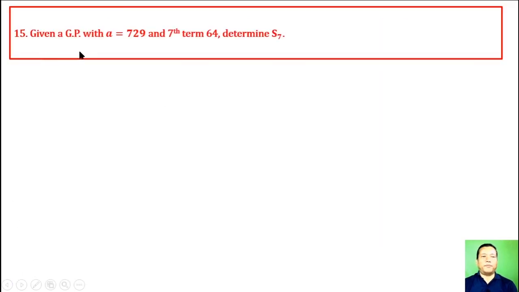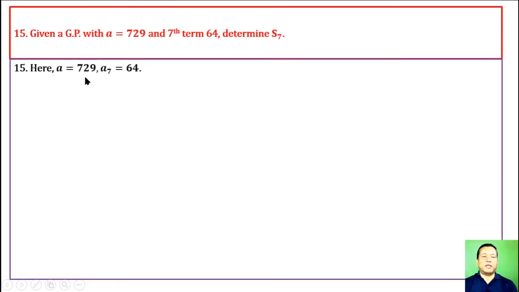Question 15. Given a GP with first term 729 and 7th term 64, determine S7. Given a GP with first term 729, its 7th term is 64. Determine S7, the sum of the first 7 terms. Here a is 729, a7 is 64.